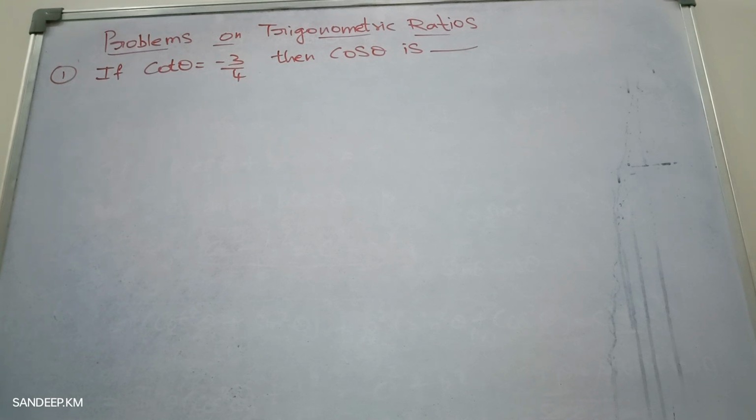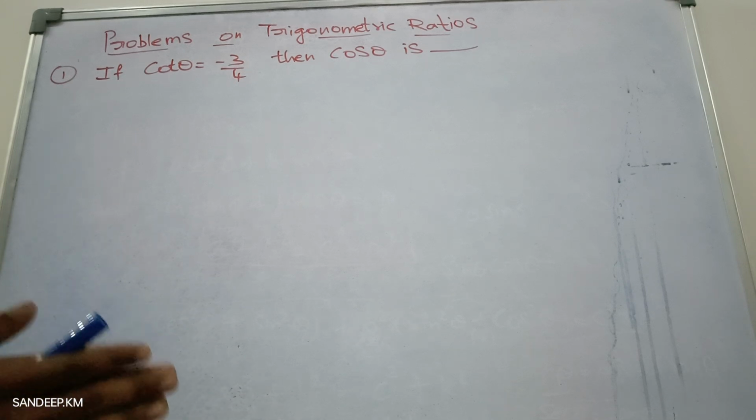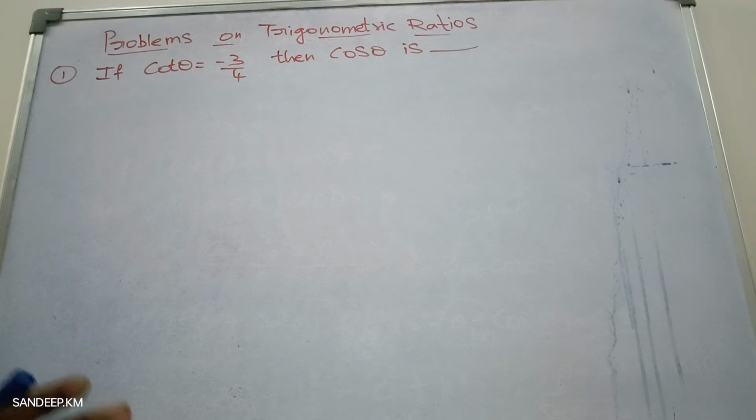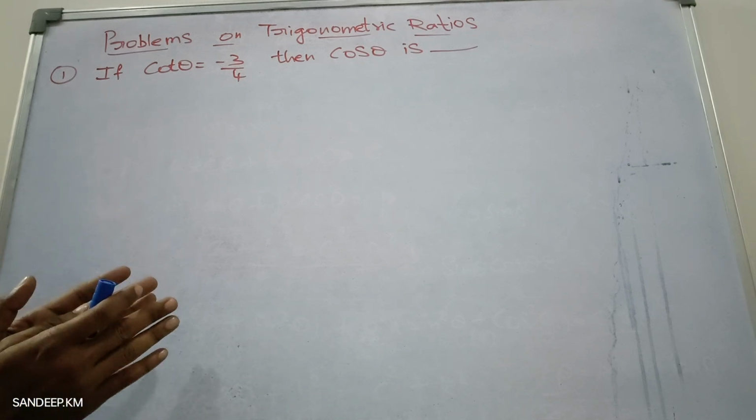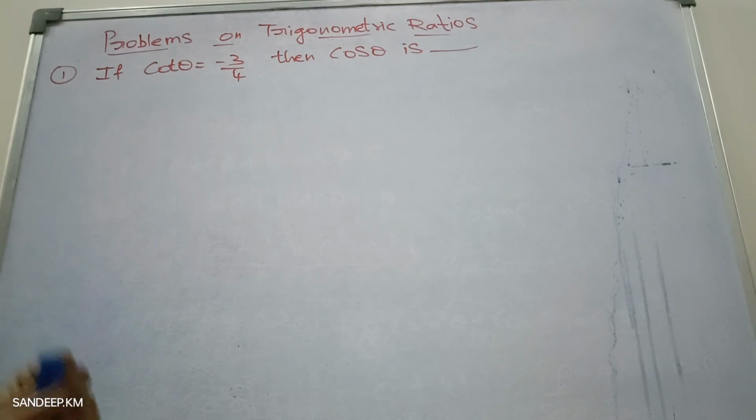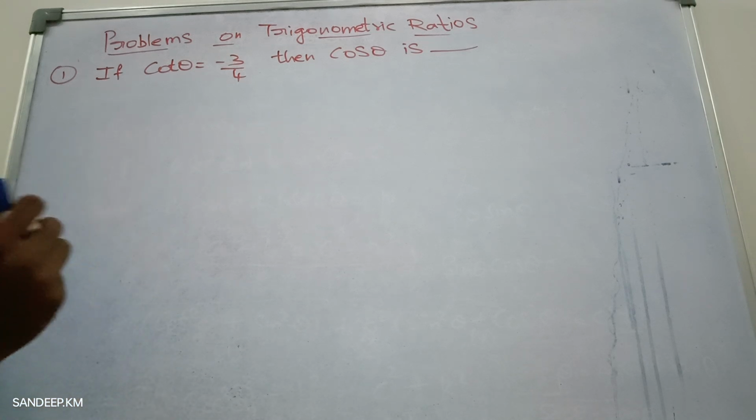So in today's video let us discuss some problems from trigonometric ratios, basic trigonometric ratios questions. So this is what we are going to discuss in today's video. In upcoming videos we will discuss problems on trigonometric ratios of allied angles, problems on trigonometric identities, problems on trigonometric inequalities, etc. But in this video we will discuss some basic questions from trigonometric ratios.